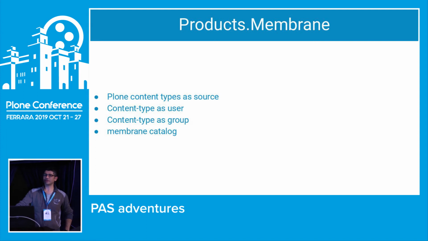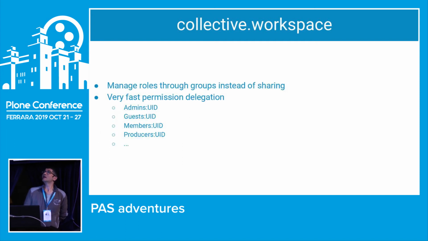Another really interesting feature is the Membrane catalog, which is something good and something bad that this product has. It is good because it provides a fast way to index your content types, so with the Membrane catalog you can easily fetch information about your groups and users. But it can also be a little tricky because maybe it is called too much, but we will see that later.